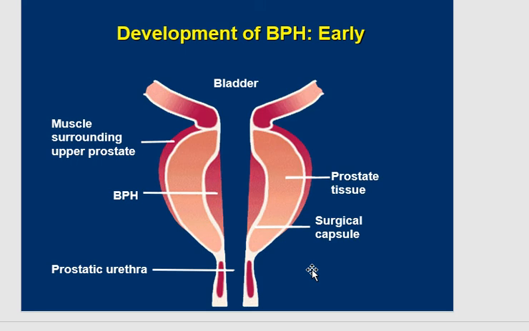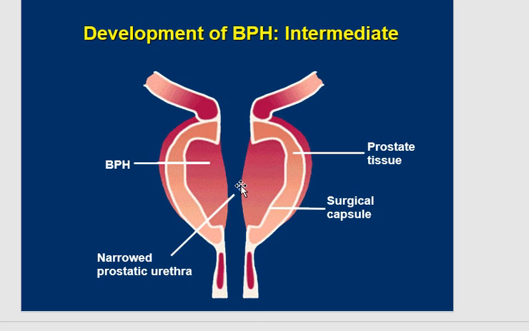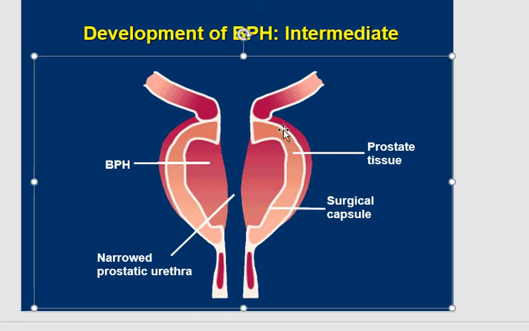So, development of BPH: this is the transition zone, and this is the actual prostatic tissue. With increasing age, the transitional zone starts increasing, and the actual prostatic tissue is compressed against the normal capsule of the prostate, the anatomical capsule of the prostate.